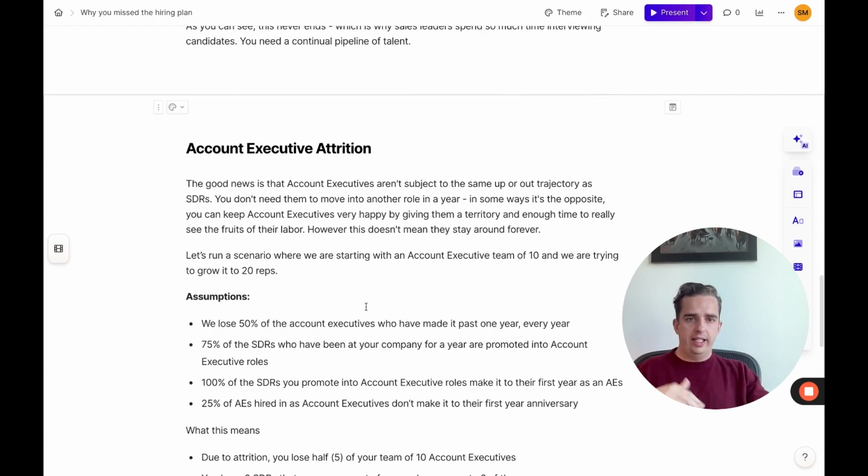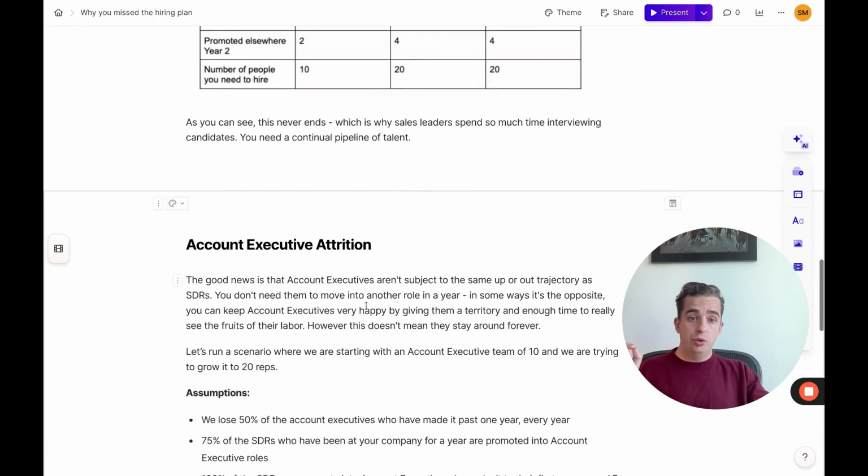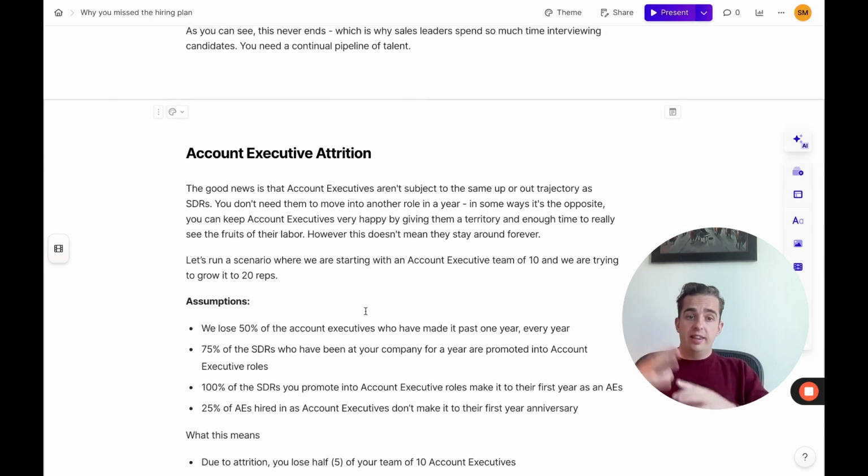Now, let's talk about account executive attrition. I already gave you the scary numbers, but we do have a bit of a saving grace here. They're not subject to the same up or out trajectory as an SDR, right? So we don't need to move them into another role in a year. In some ways, it's actually the opposite, right? You can keep an account executive very happy by giving them a territory and giving them enough time to really see the fruits of their labor. However, this does not mean that they will stay around forever.